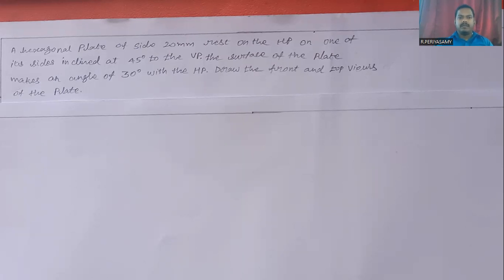A hexagonal plate of size 20 mm rests on the HP on one of its sides inclined at 45 degrees to the VP. The surface of the plate makes an angle of 30 degrees with the HP. Draw the front view and the top view of the plate.